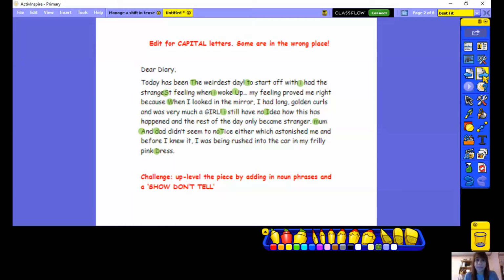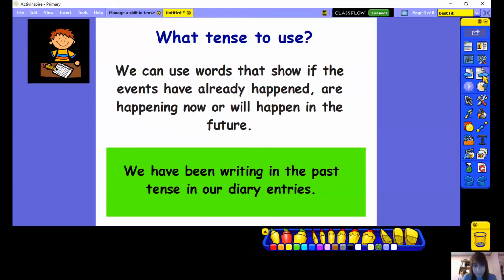So we are on the last part of our diary, but to do that we are going to have a think again about our tenses. So we can use words that show if the events have already happened, are happening now, or will happen in the future. Now, you should be aware that you have been writing primarily in the past tense in your diary entries because they are a recount of things that have already happened. But in the last section, we are going to write a little bit about our future plans, which means we need to change tense.